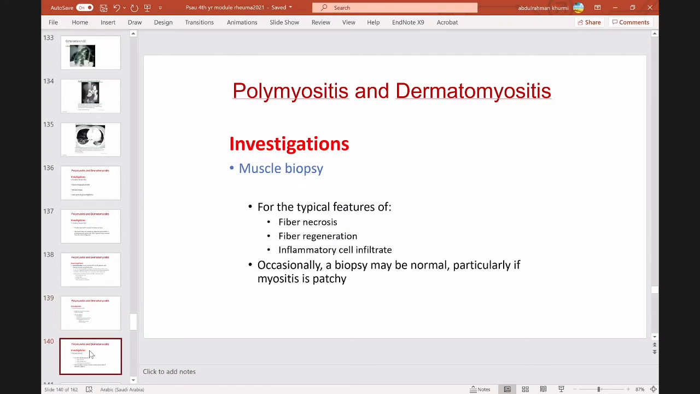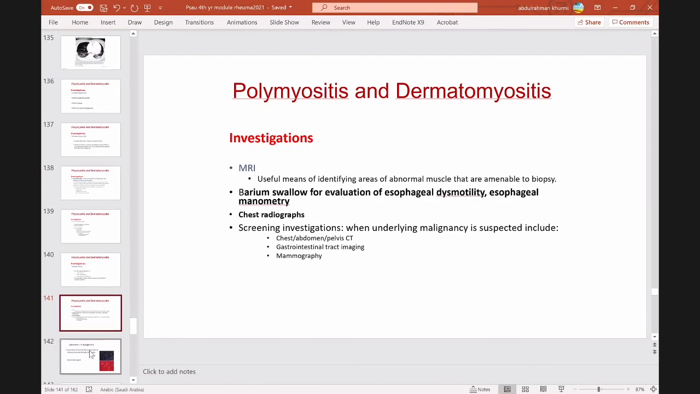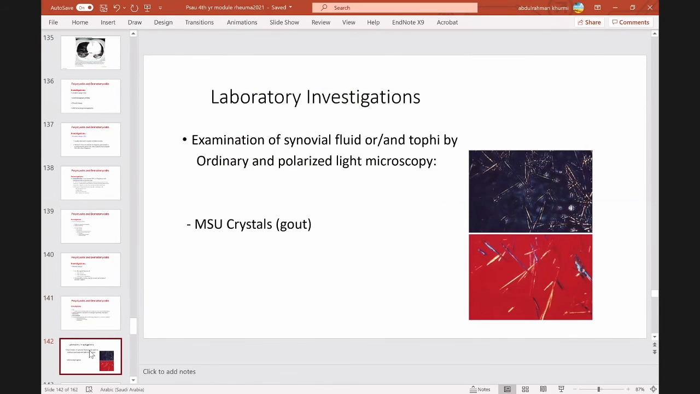Also muscle biopsy has specific features, and in MRI you see the edema and the high signals. You might use barium swallow to see the swallowing mobility. You need to do screening for interstitial lung disease, like doing X-ray and high resolution CT.